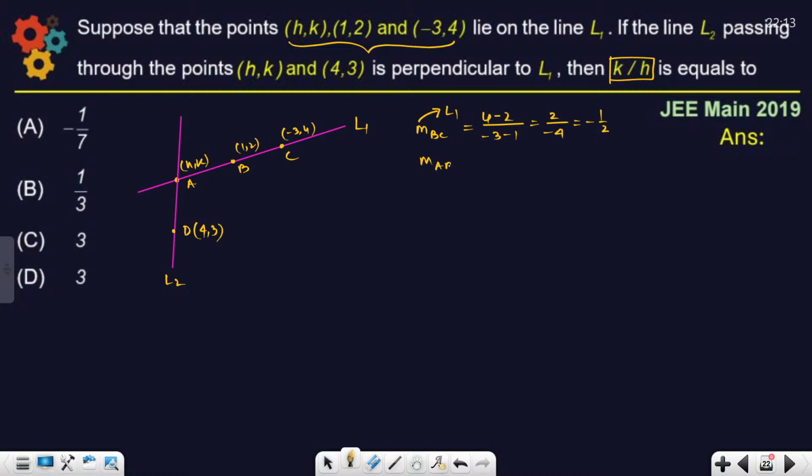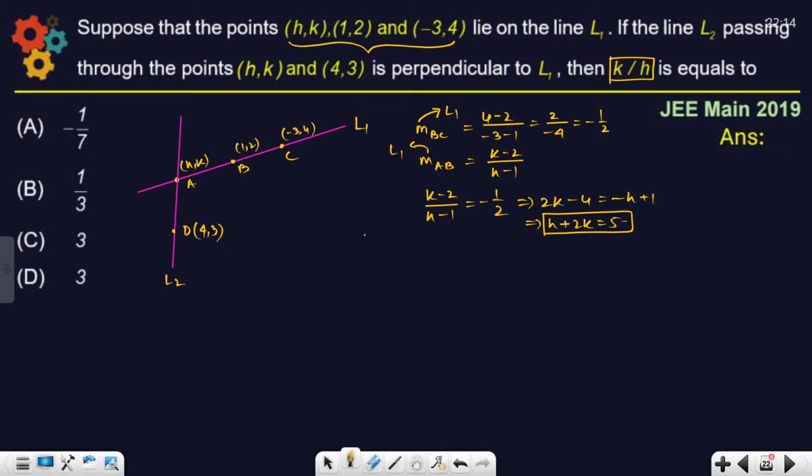Now, what is the slope of AB? Which is again the slope of L1 itself. It's K minus 2 over H minus 1. Okay. Now, these two slopes are equal because they are representing the slope for the same line. So we got the first equation, which is H plus 2K is basically 5. Okay. So you need another equation to find out H and K.